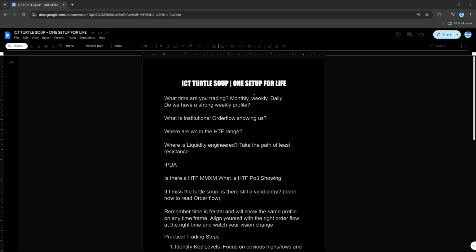How's everybody doing? Today, I'm going to be bringing you my one setup for life and being the ICT turtle soup. Of course, every example I show in today's video is going to be live, taken from the Discord. I try to send every trade that I take, or even show, in the Discord. I don't like to show hindsight examples or be called a hindsight warrior.